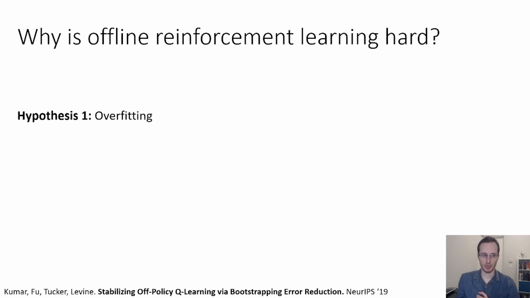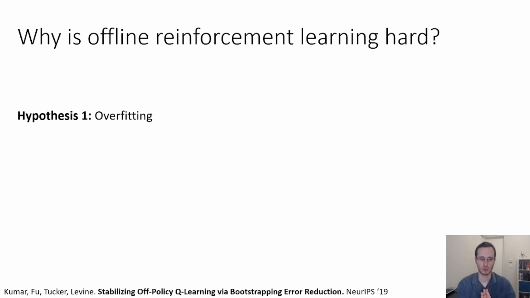Now, we studied the problems with offline reinforcement learning in a paper by Aviral Kumar, Justin Fu, George Tucker, and myself called Stabilizing Off-Policy Q-Learning via Bootstrapping Error Reduction. And we had a few hypotheses about what might be wrong. So one hypothesis we had was, well, maybe you're getting some kind of overfitting effect.